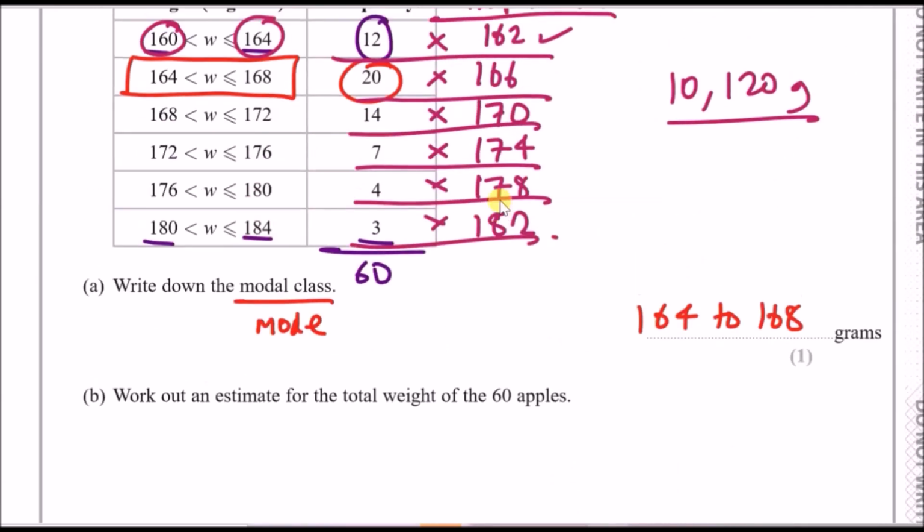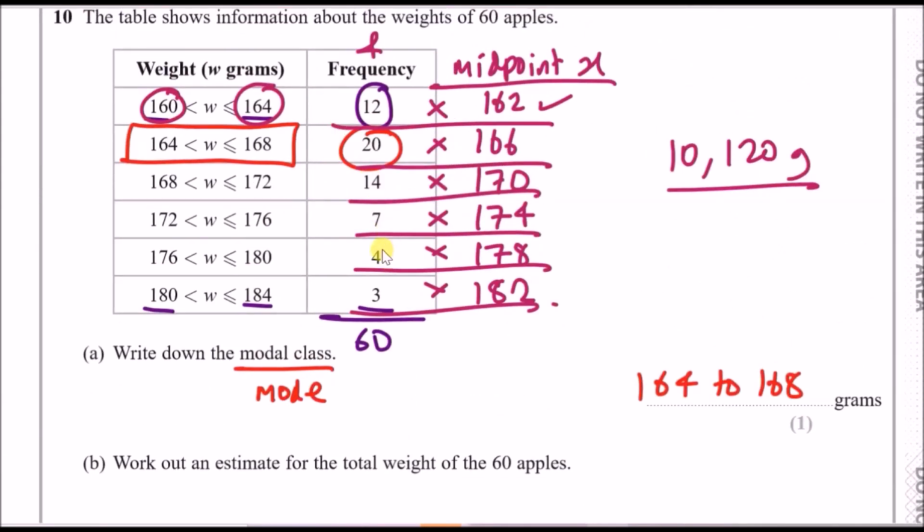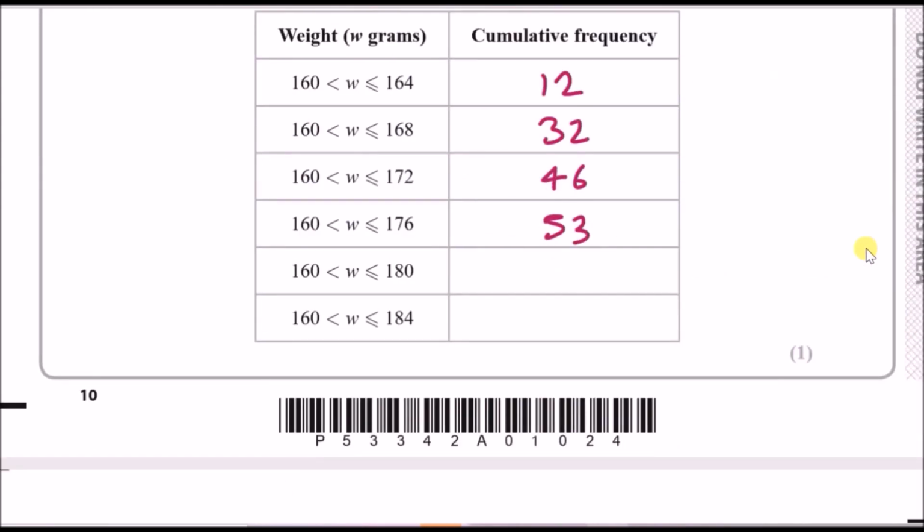Add 7, which will give us 53. Then add 4 and add 3. This will give us 57, and then finally 60. So this means by the end, you should have all 60 apples between the smallest weight and the biggest weight.